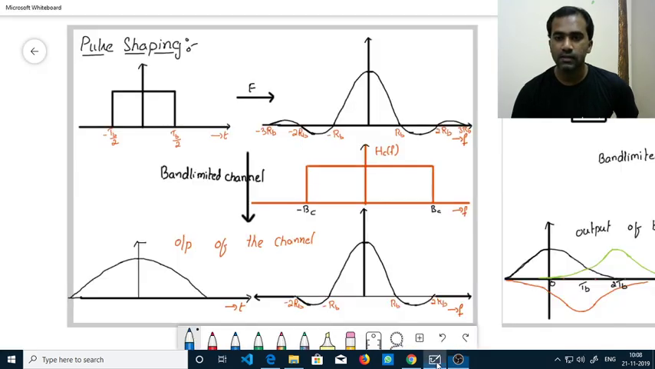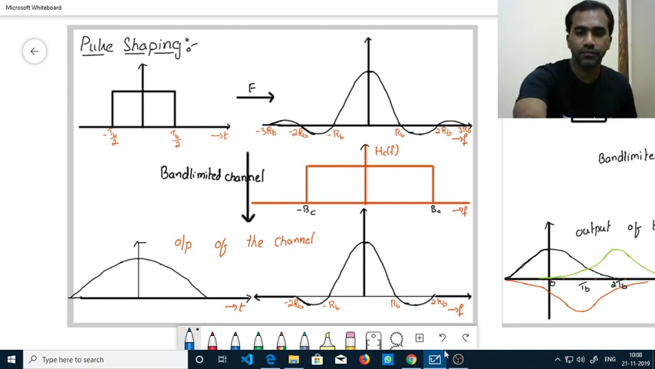So, today's class is about pulse shaping and intersymbol interference.